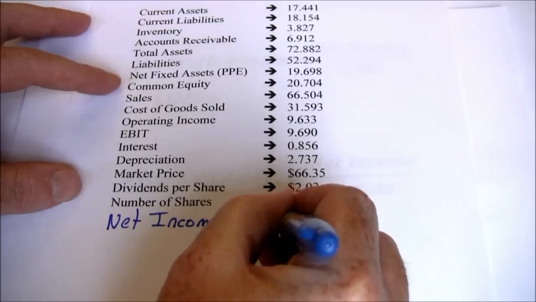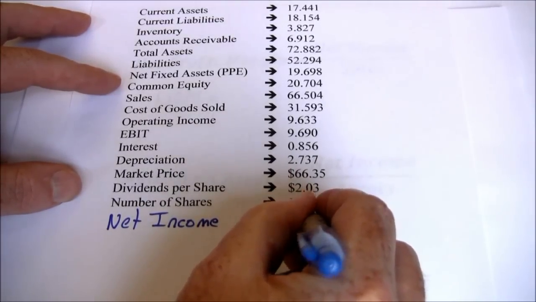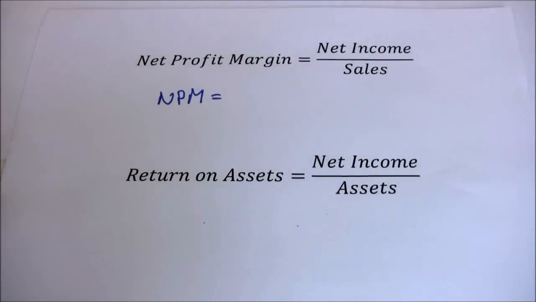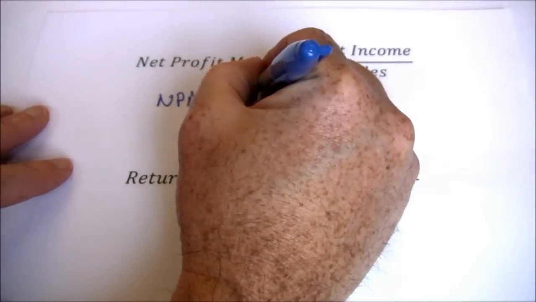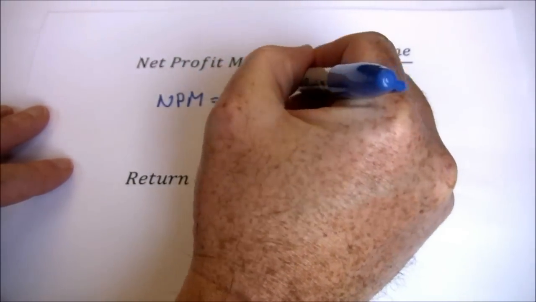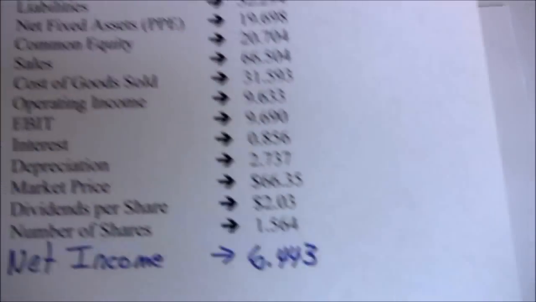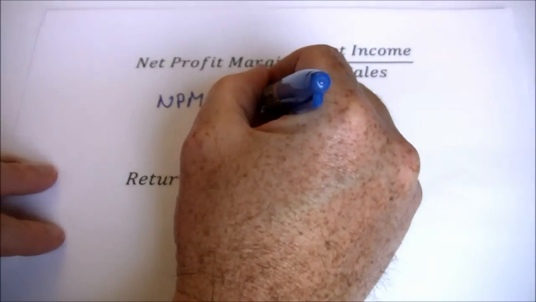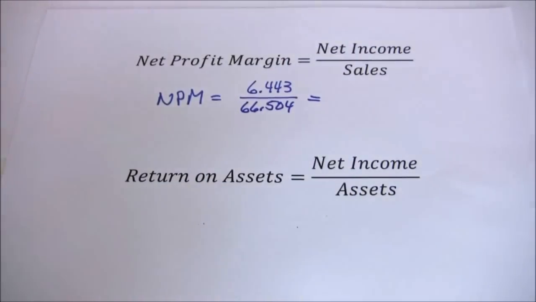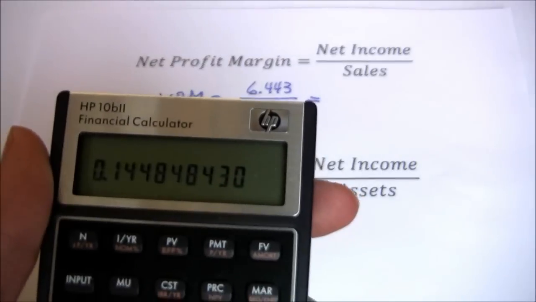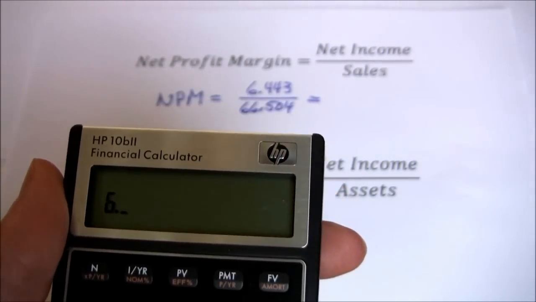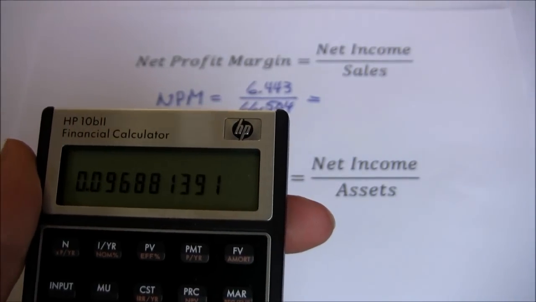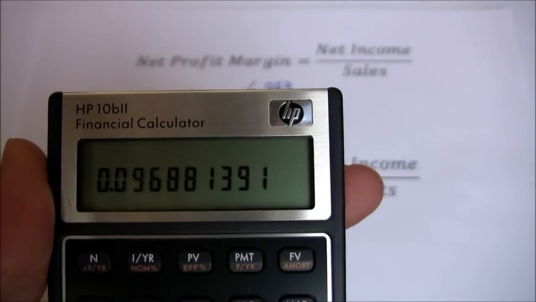Net income for Pepsi, $6.443 billion. So now I can use that to calculate my net profit margin. 6.443 over my sales, and just a reminder from our last couple of ratios, sales was $66.504 billion. Go ahead and do that calculation. 6.443 divided by 66.504 gives us a net profit margin of 9.69%.